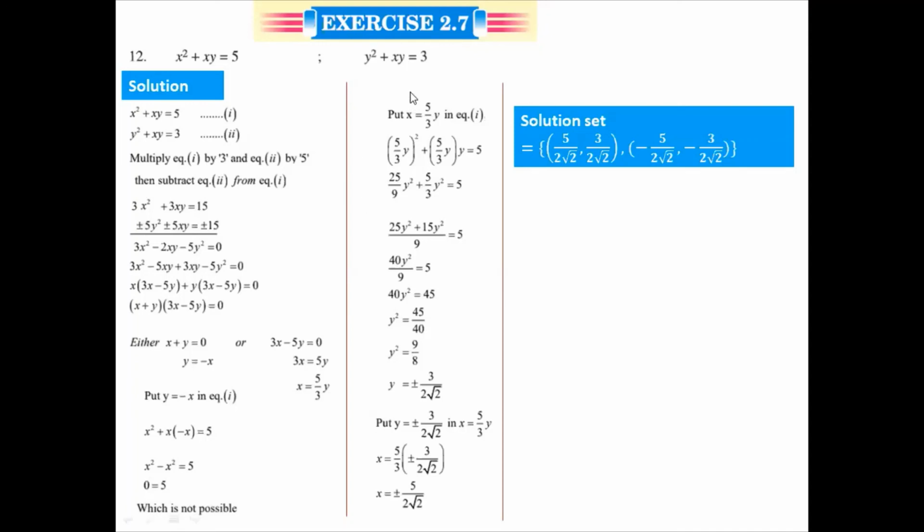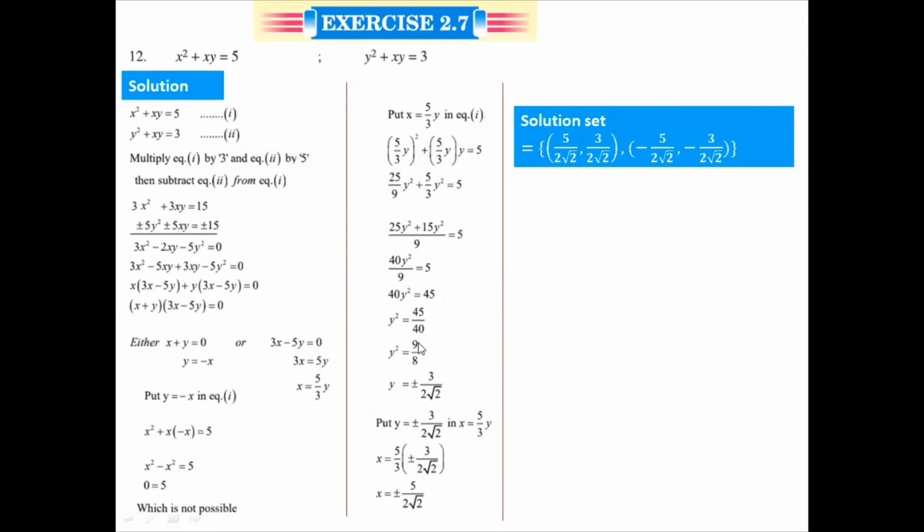So again we have to use x is equal to 5 by 3 y in equation 1. When we use this, we have 25 by 9 y square plus 5 by 3 y square is equal to 5. From the left two terms we can take 9 as LCM, so we have 25y square plus 15y square over 9 is equal to 5. After simplification we have 40y square divided by 9 is equal to 5. Now we multiply this 5 with this 9, so we have 45. So 40y square is equal to 45, and y square is equal to 45 by 40.